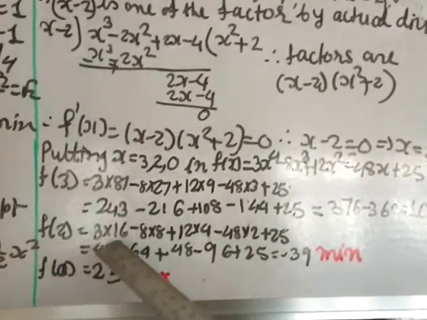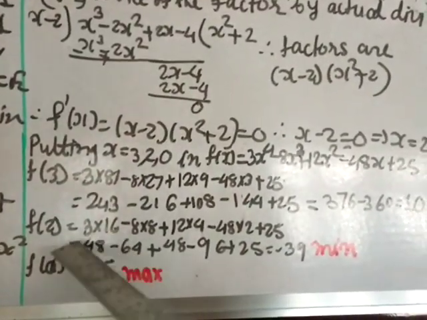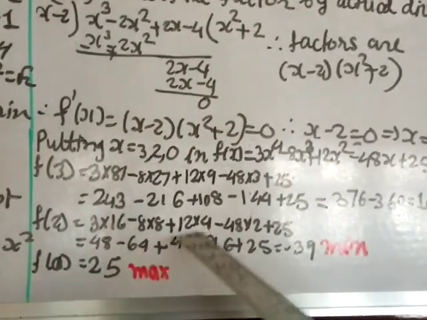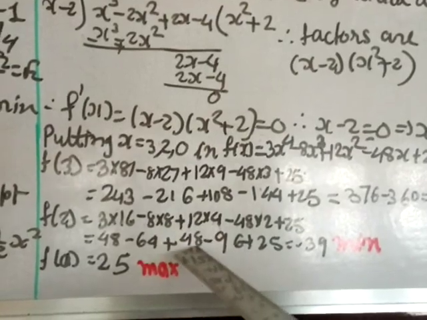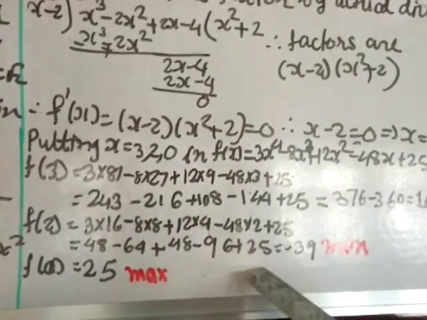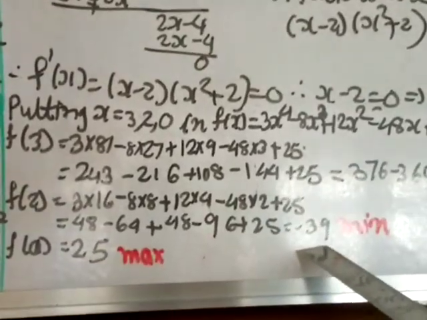Then I put 2. So 2 power 4 is 16, 16 into 3 is 48. 2 cube is 8, 8 into 8 is 64. 2 square is 4, 4 into 12 is 48. 48 into 2 is 96, and 25. When you simplify this, you get minus 39.